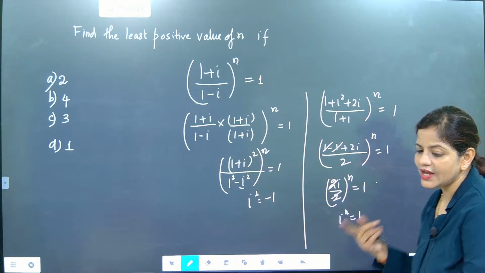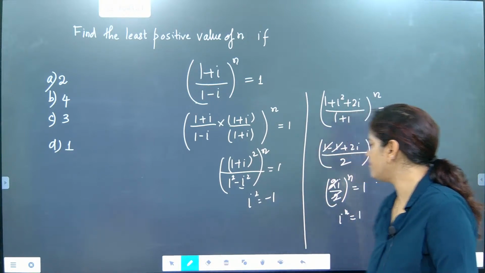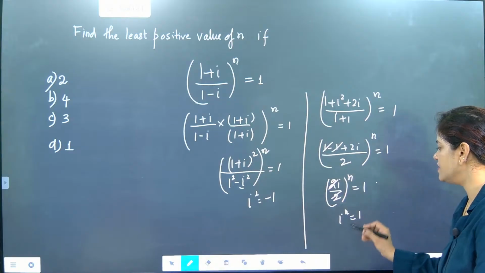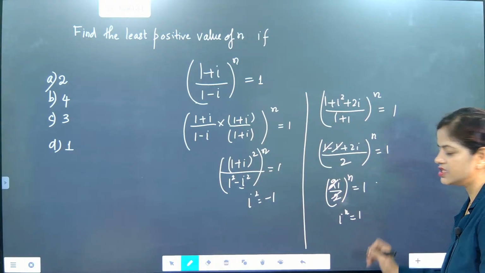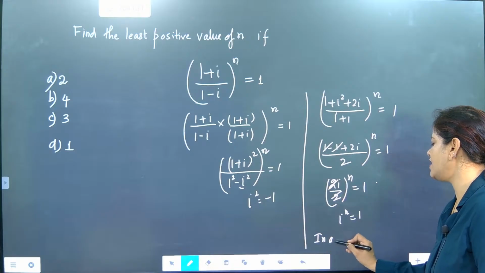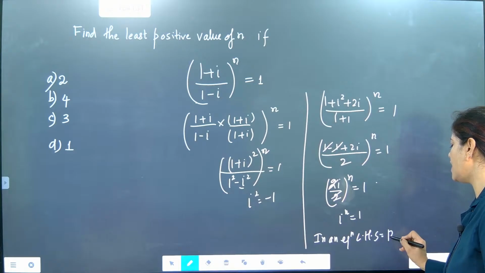So when i to the power n will give you 1, see, i to the power n. When i to the power n will give you 1, beta, i to the power n will give you 1, so LHS is equal to RHS. In an equation, LHS is always equal to RHS.